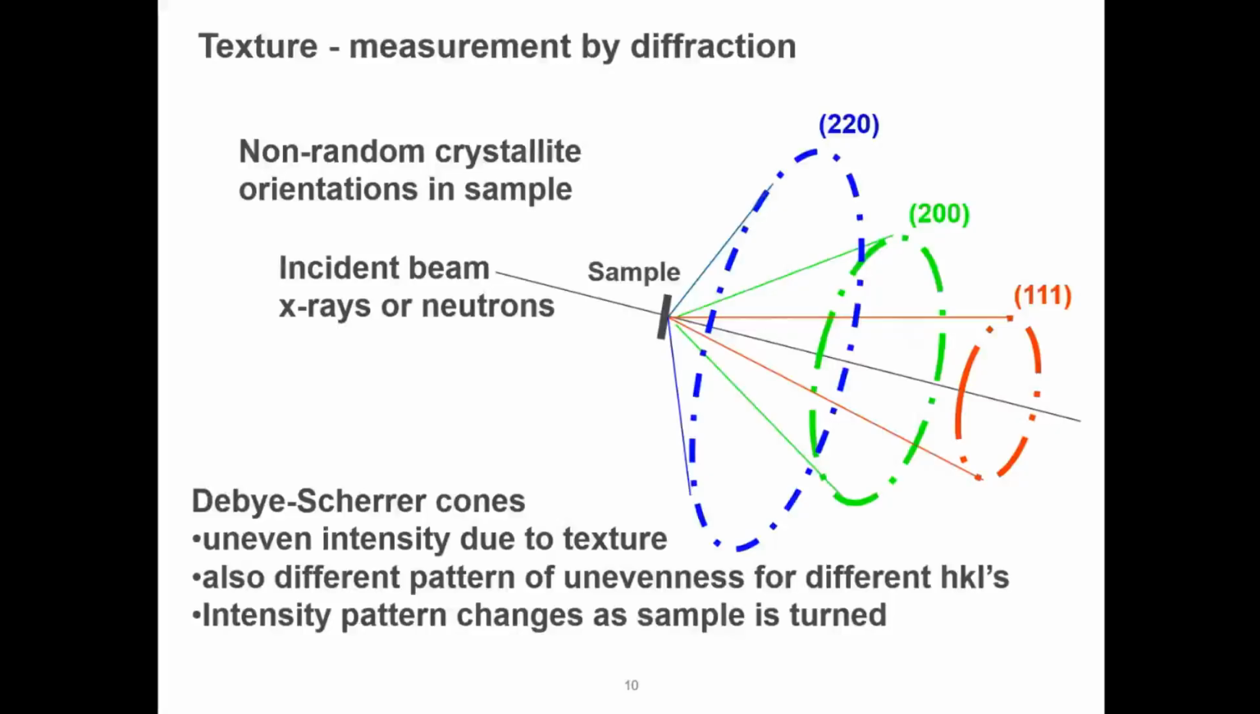There we go. So you measure it by diffraction. And instead of getting uniform rings, you get rings which have high spots and low spots. And as you rotate the sample around, these high spots and low spots will move around on the rings, just depending on which set of planes happen to be there for diffraction. Okay, so that's how you measure it.